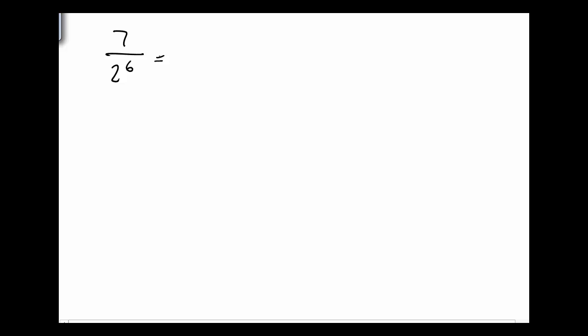Okay, so what I'm going to do, by the way, there's our fraction. 7 over 2 to the 6th power, let's see, 2 to the 6th is 64. So this is 7 over 64. And we're going to try to convert this into some form of 10. Okay, so what I'm going to do is I'm going to multiply by 5 to the 6th.